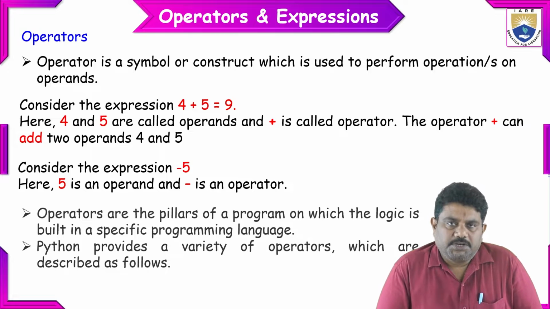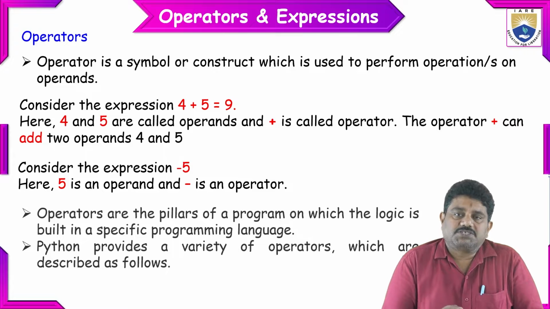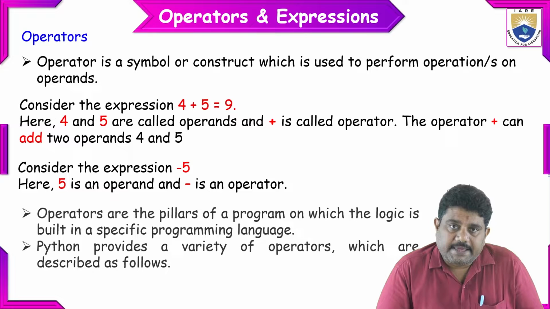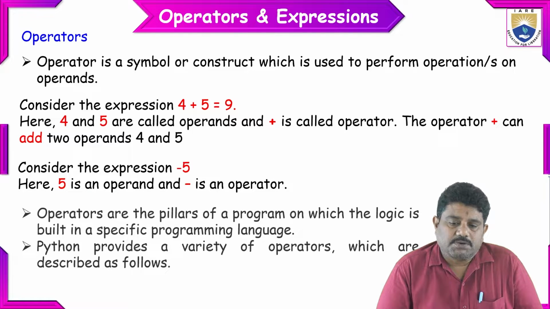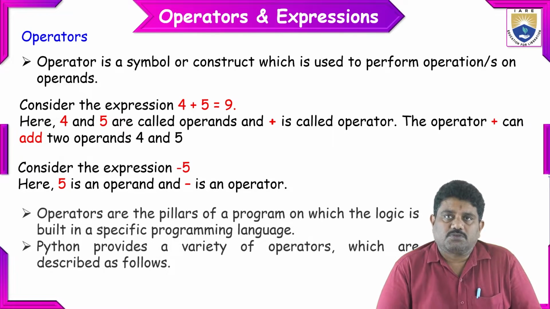First of all, we need to understand what an operator is. An operator is a symbol or a construct which is used to perform an action, or which is used to represent an action performed on operands. Here you need to understand what an operand is. An operand is nothing but the values or variables in an expression. Those we can call operands.